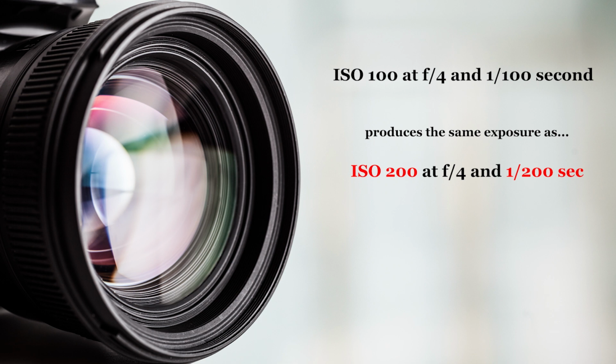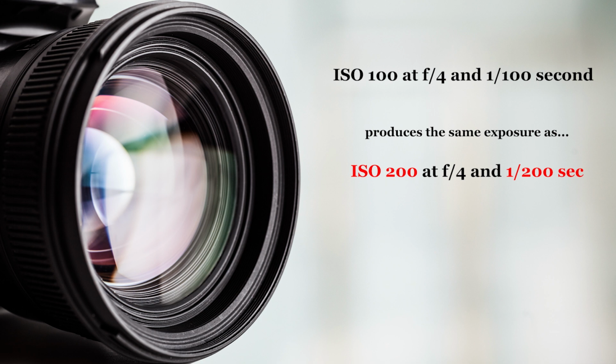So if my previous shot was shot at 1/100th of a second, this shot would be at 1/200th of a second. Those would give me the same exposure. I doubled my ISO, I increased my shutter speed, and that kept the exposure the same. By the same token, I could have also opened up my aperture some more.